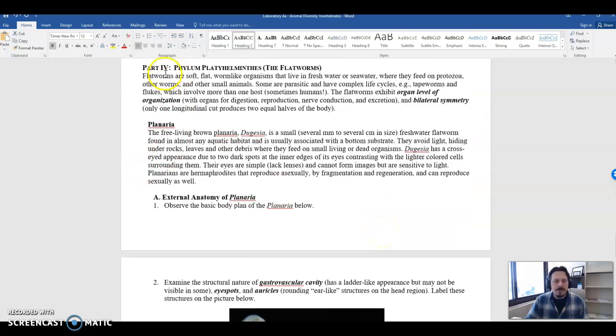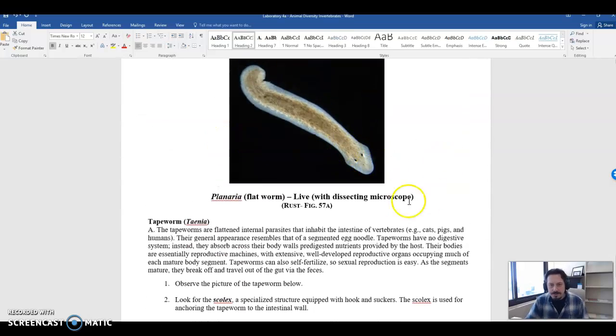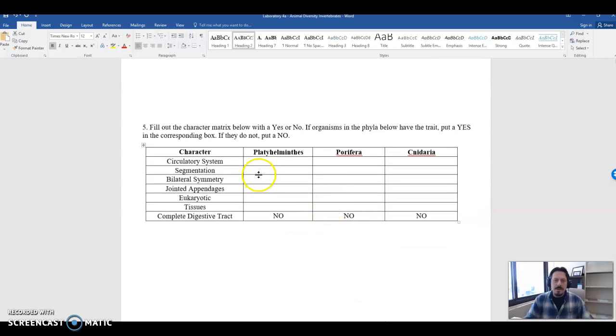And the last group that you're going to look at for today are Platyhelminthes. These are the flatworms. Here's some information about the group, and then label some of the pictures. And finally, you're going to fill out this character matrix. And this is actually, I think, the most important part of this lab.